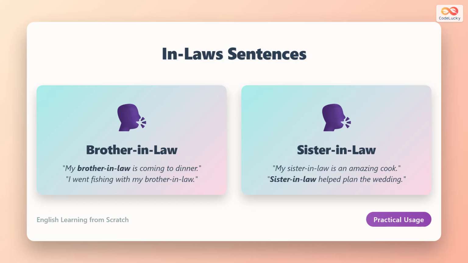Here are more example sentences. My brother-in-law is coming to dinner. I went fishing with my brother-in-law. My sister-in-law is an amazing cook. Sister-in-law helped plan the wedding. Repeat these sentences to practice.